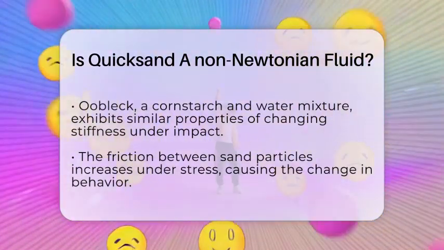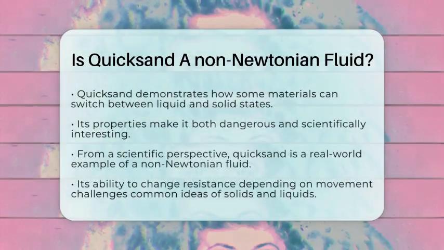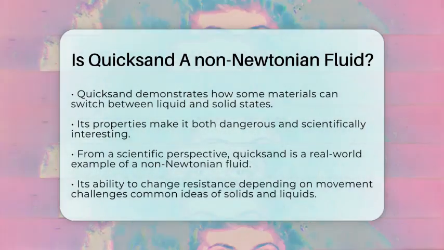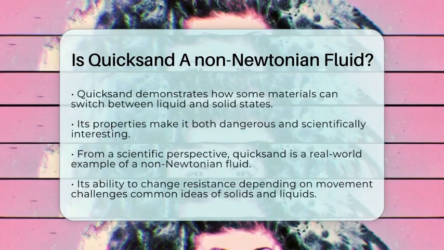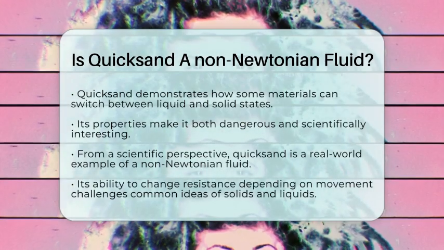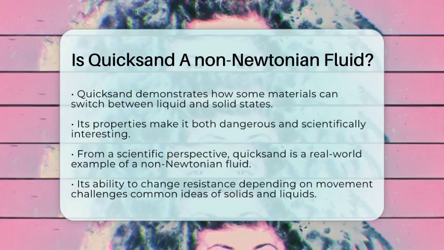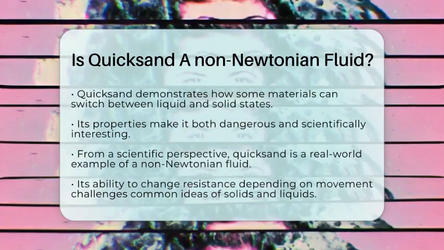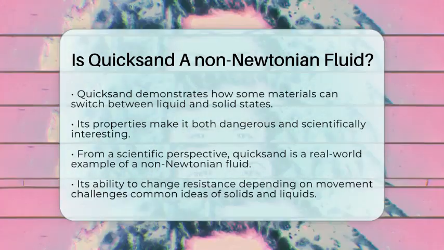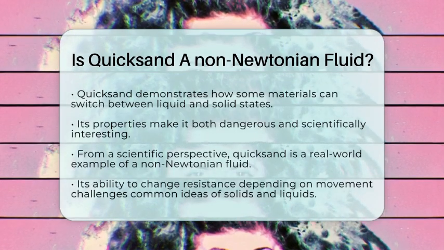It's a fascinating example of how materials can defy our usual ideas of solids and liquids. From a scientific point of view, quicksand is a real-world example of a non-Newtonian fluid. Its ability to change its properties depending on how you interact with it makes it both dangerous and intriguing. So, next time you hear about quicksand in movies or stories, remember that it's actually a complex, scientifically interesting substance that can behave very differently depending on how you move in it.